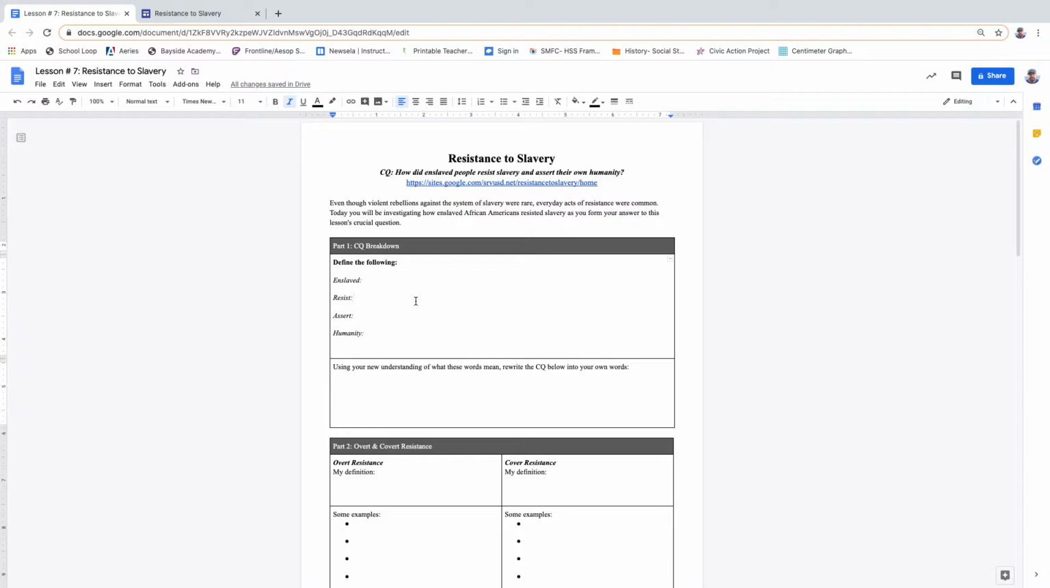After we're done with that, we are then going to use these new understandings of what these words mean, and we're going to rewrite the crucial question of the CQ below in your own words. So we're going to take this question and rewrite it in our own words now that we know what these terms mean. I want you to make this sentence one sentence long, so you understand it. And again, it's one complete sentence.